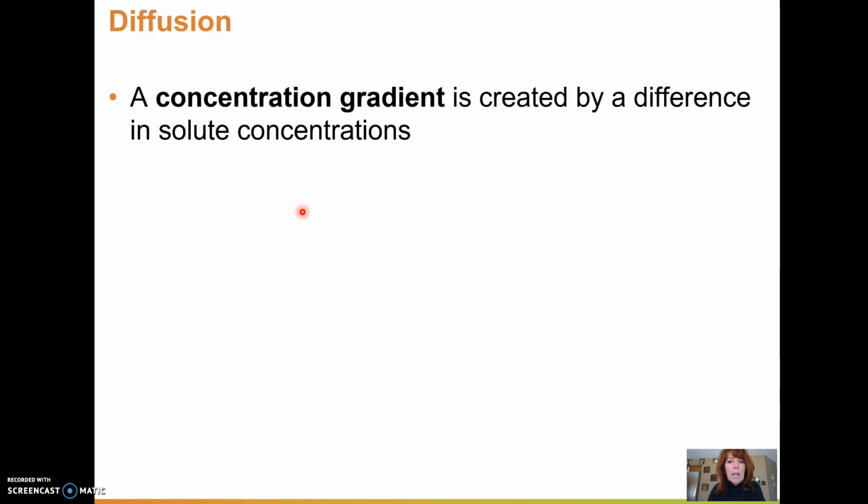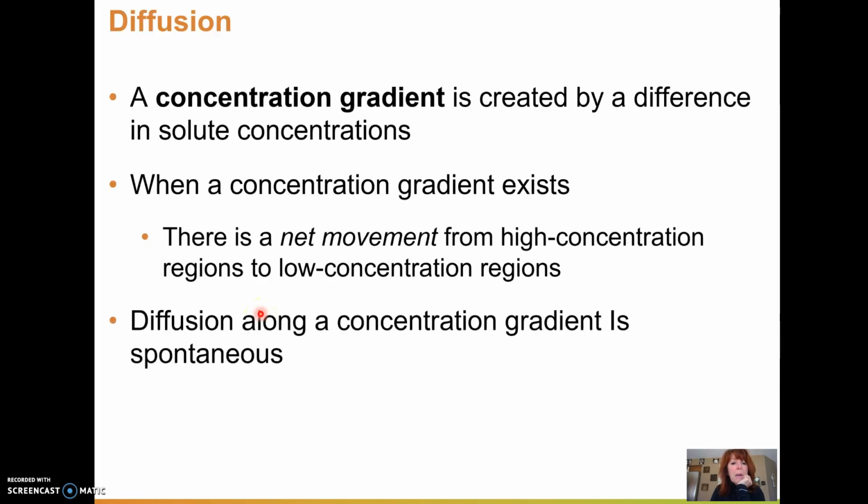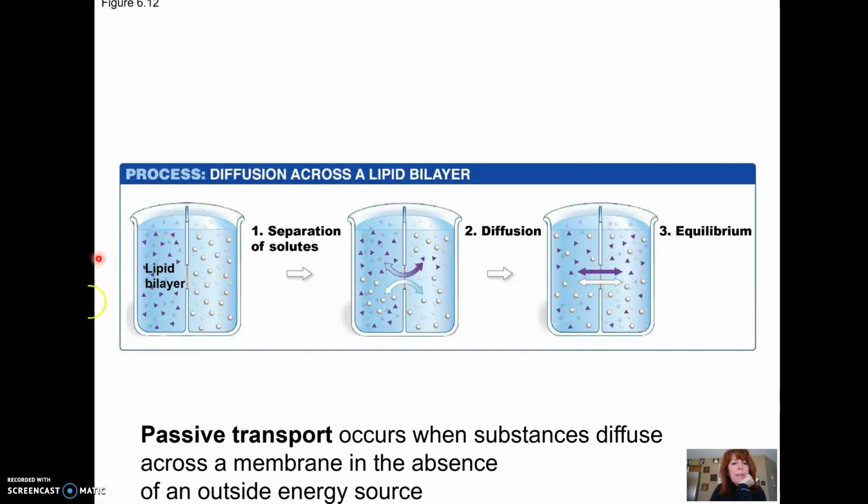We'll take a look at a graphic of this in a moment, but when a concentration gradient exists, particles will want to move because they don't want to be at two different concentrations. So they will move from high concentration to low concentration. And that is what diffusion is about, that movement. It's a spontaneous event.